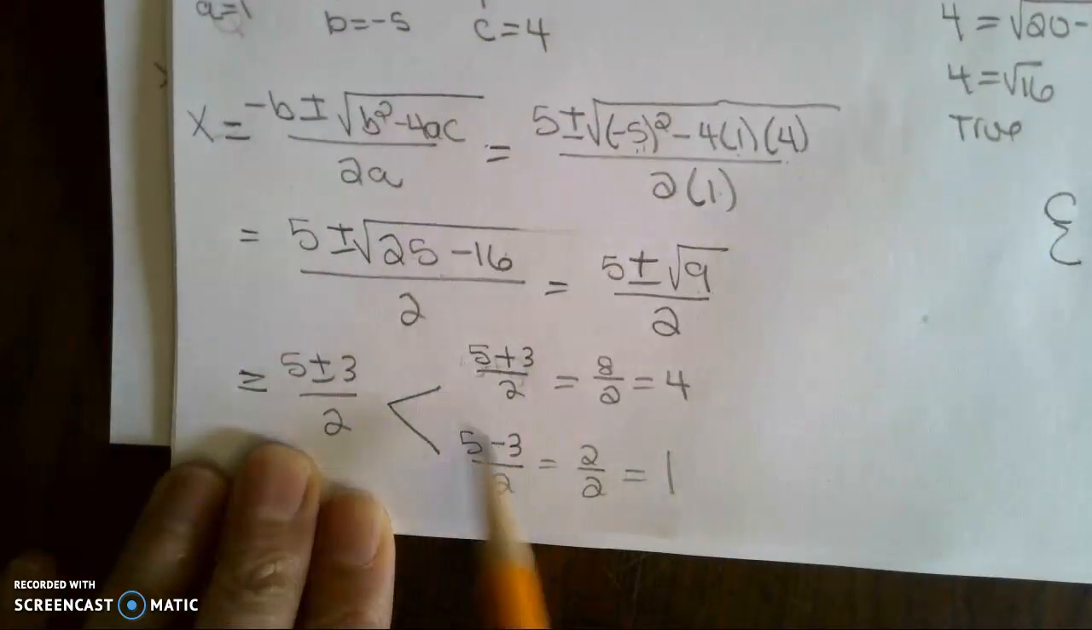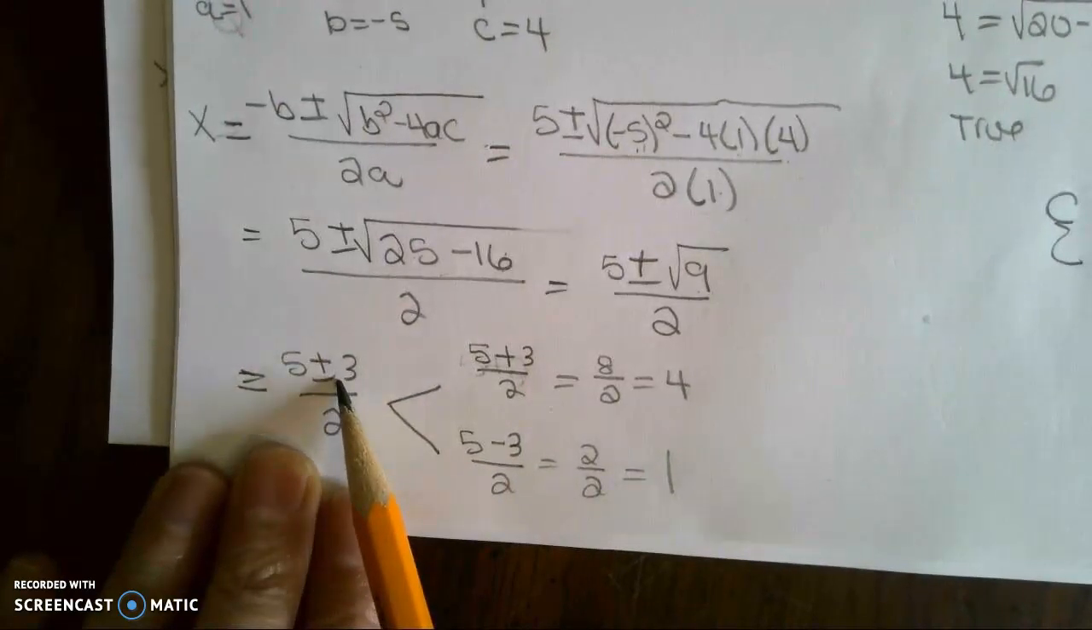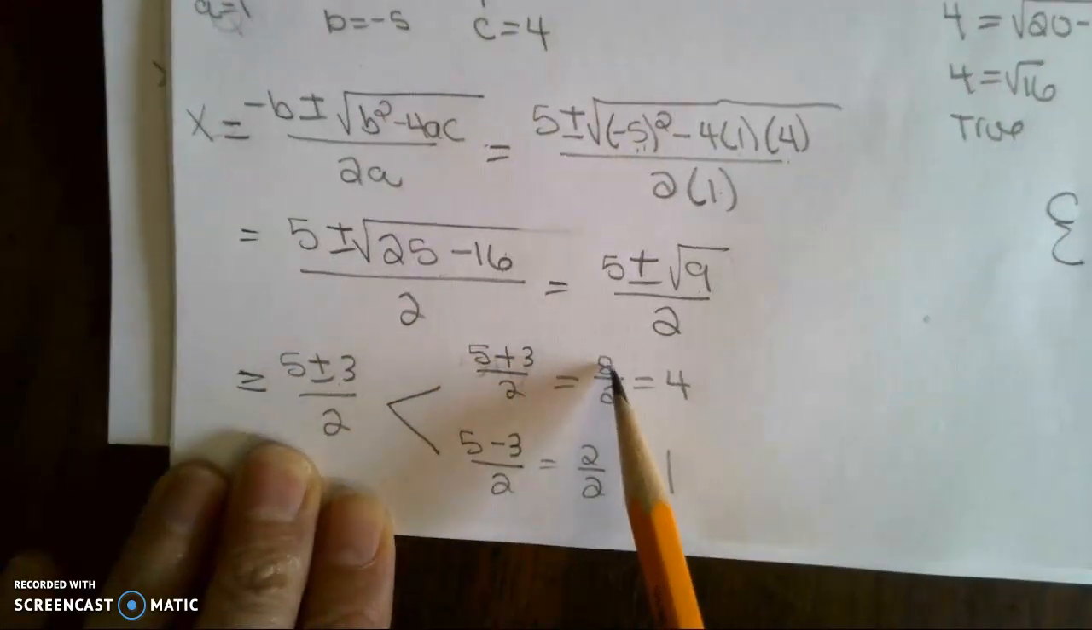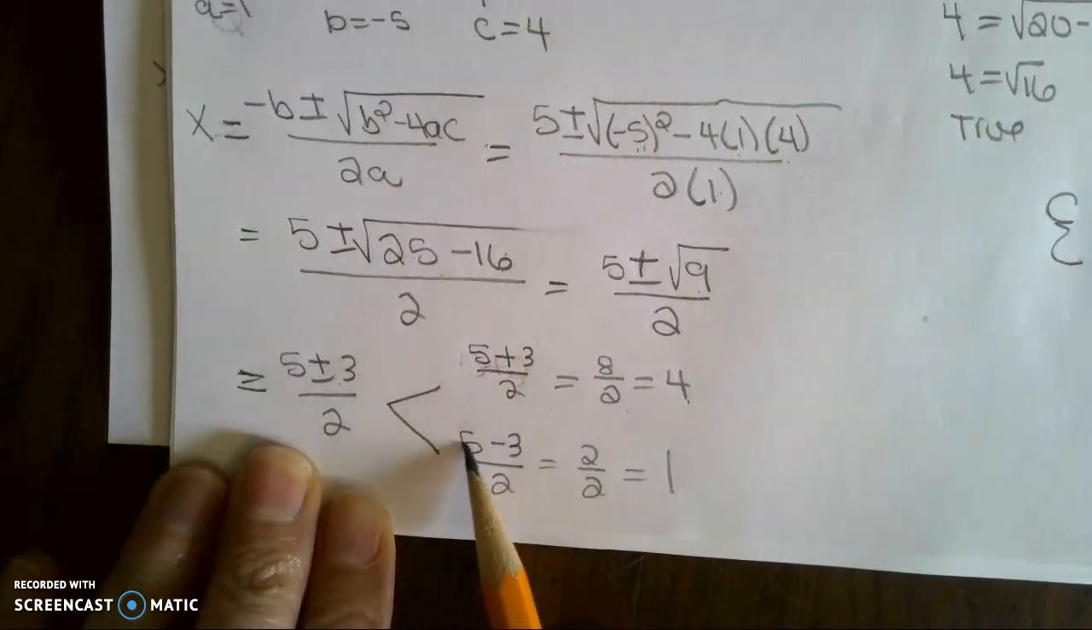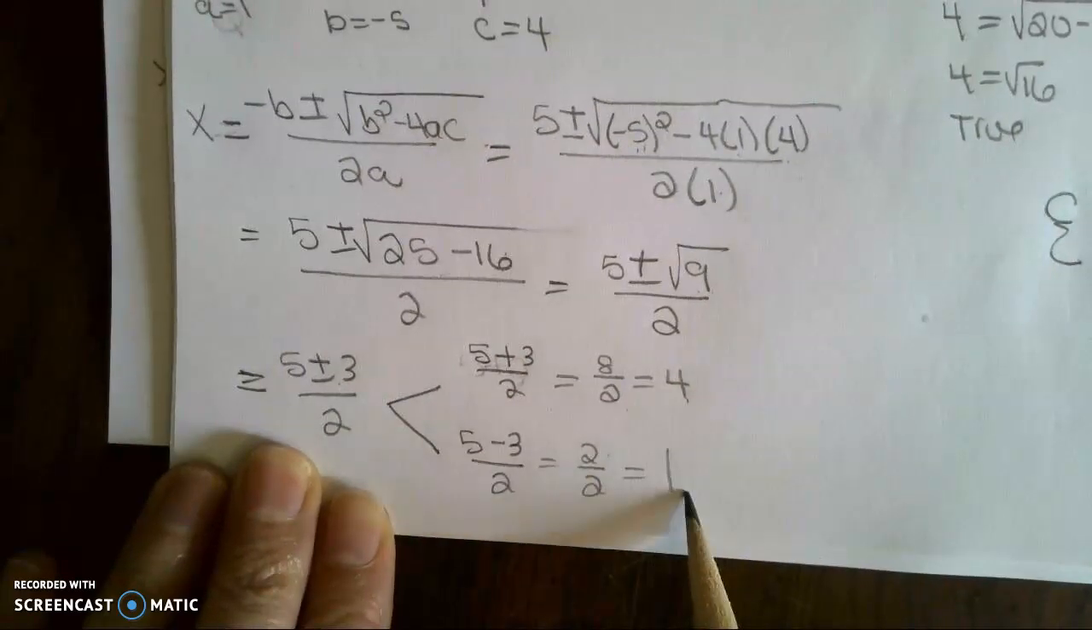So here are my two answers. One is a plus, one is a minus. 5 plus 3 gives me 8 over 2, which is 4. And 5 minus 3 gives me 2 over 2, which is 1.